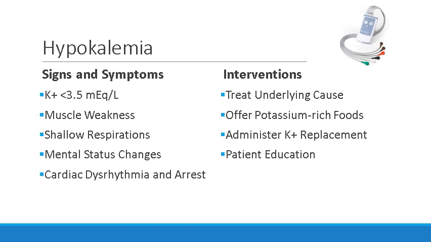Potassium can also be lost by severe vomiting and diarrhea. GI suctioning will lower potassium levels, or major surgery or hemorrhage can also put our clients at risk for hypokalemia.